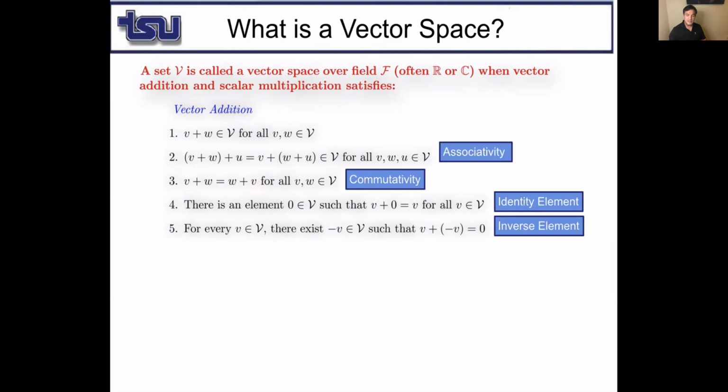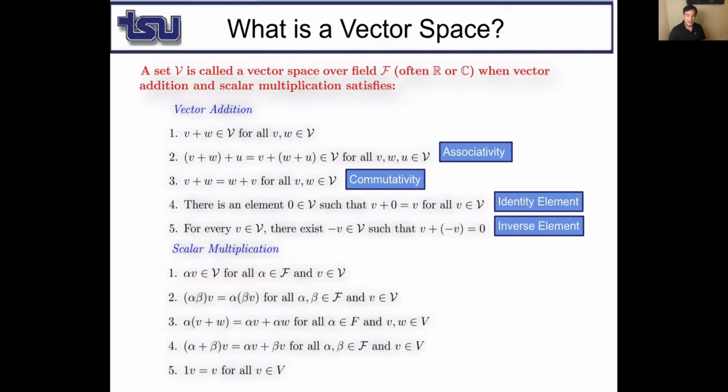Also there's an identity element, 0 of V, such that when you add the identity element to any element in V, it's not going to change anything. So v plus 0 will be what? v. And also there's an inverse element. For every element v in the set V, we have an inverse element such that when you add the inverse element to the original element, you get the identity element 0.